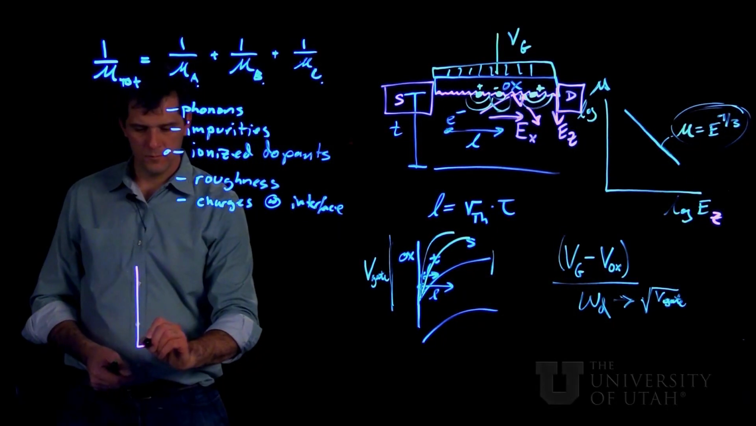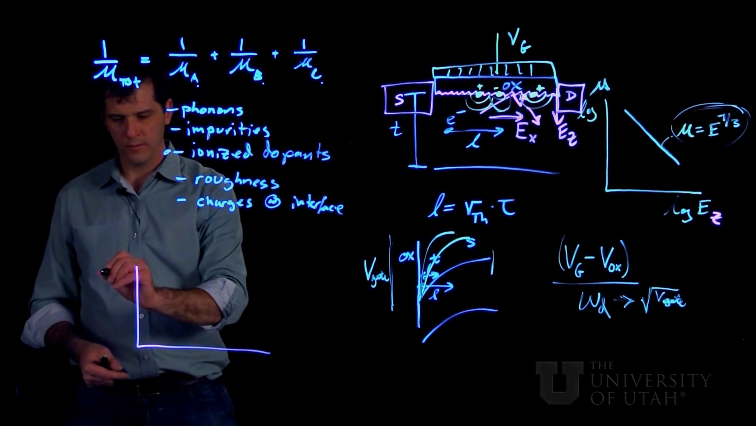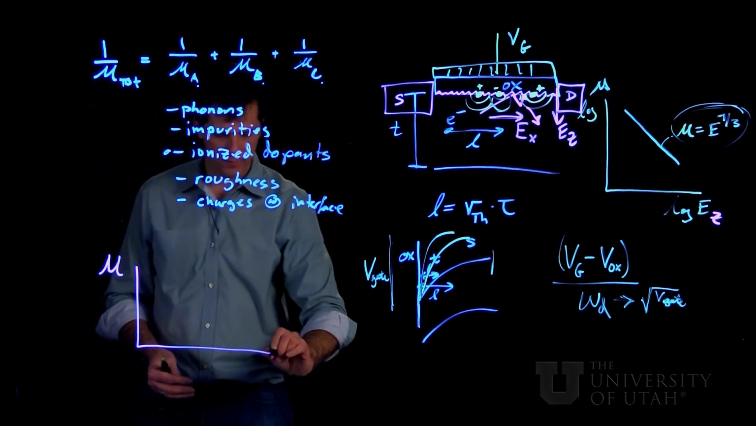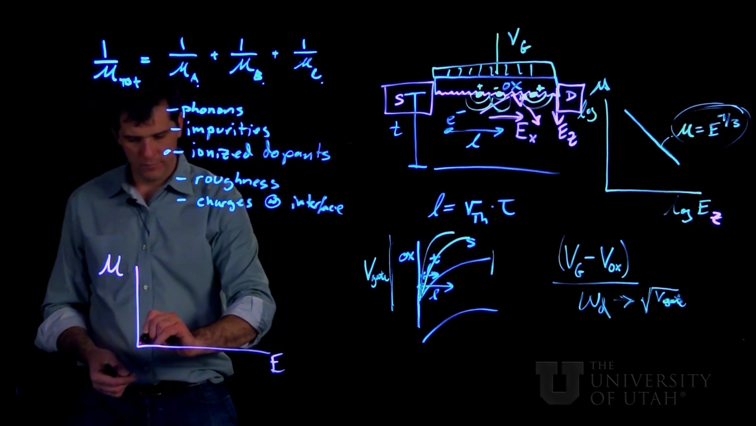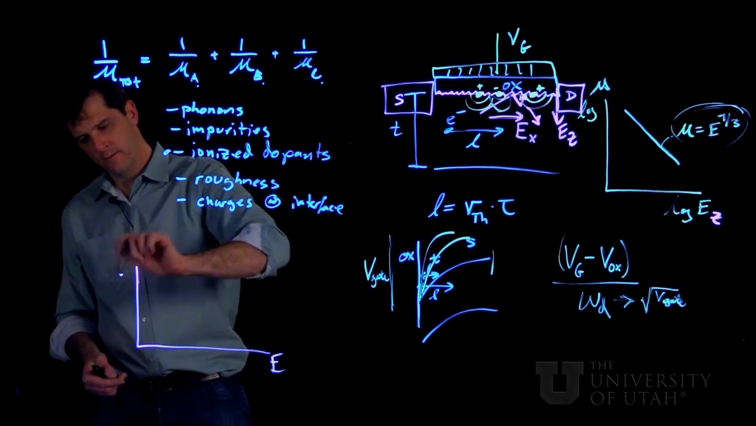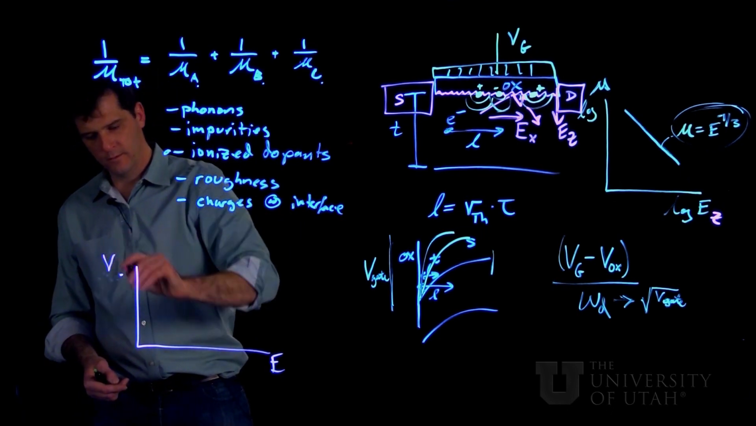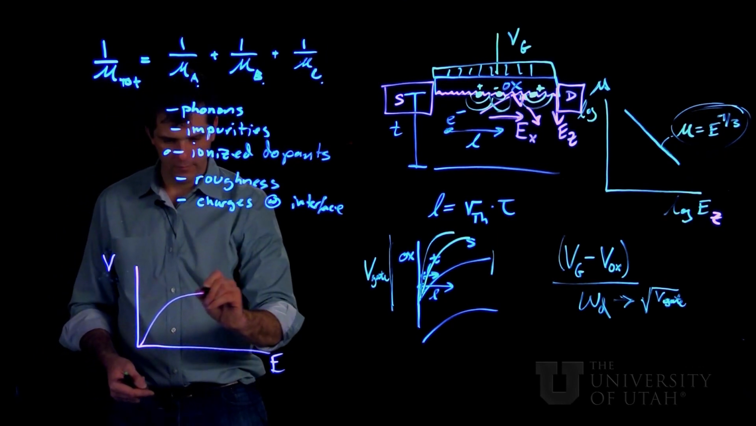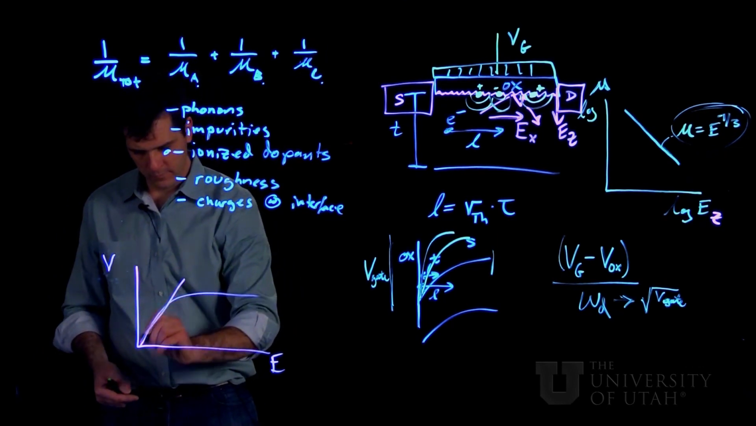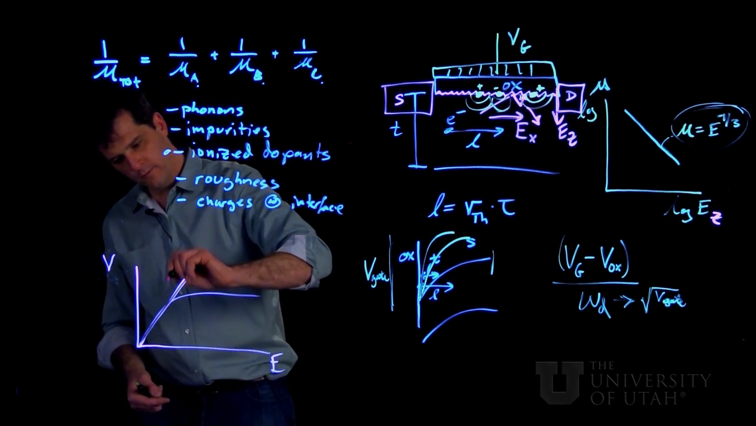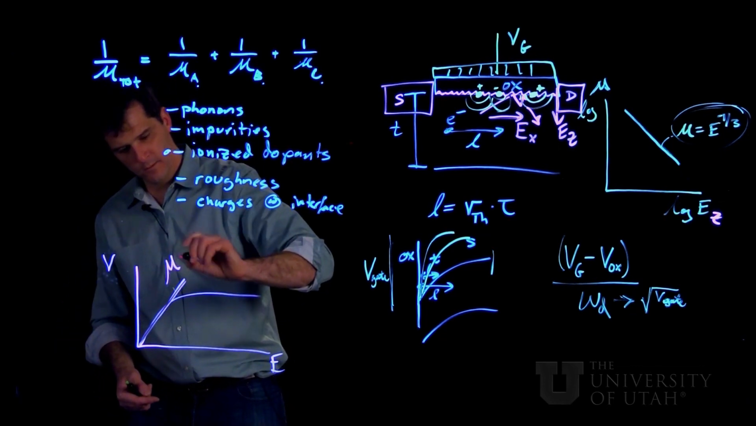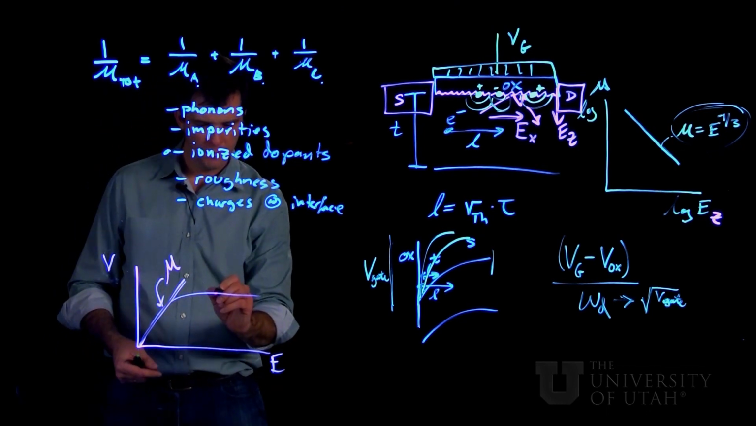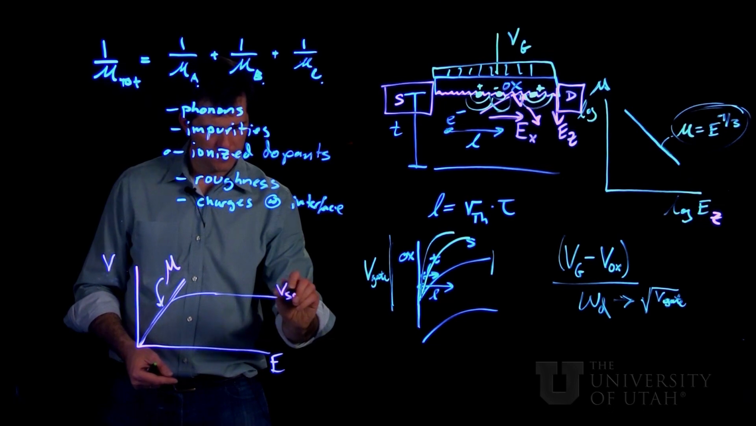So again, we go back to our earlier discussions of semiconductor physics, and we remember that the velocity of the electrons as a function of E field looks something like this. So this is the constant mobility range where we have a constant slope, and then this is our saturation velocity.